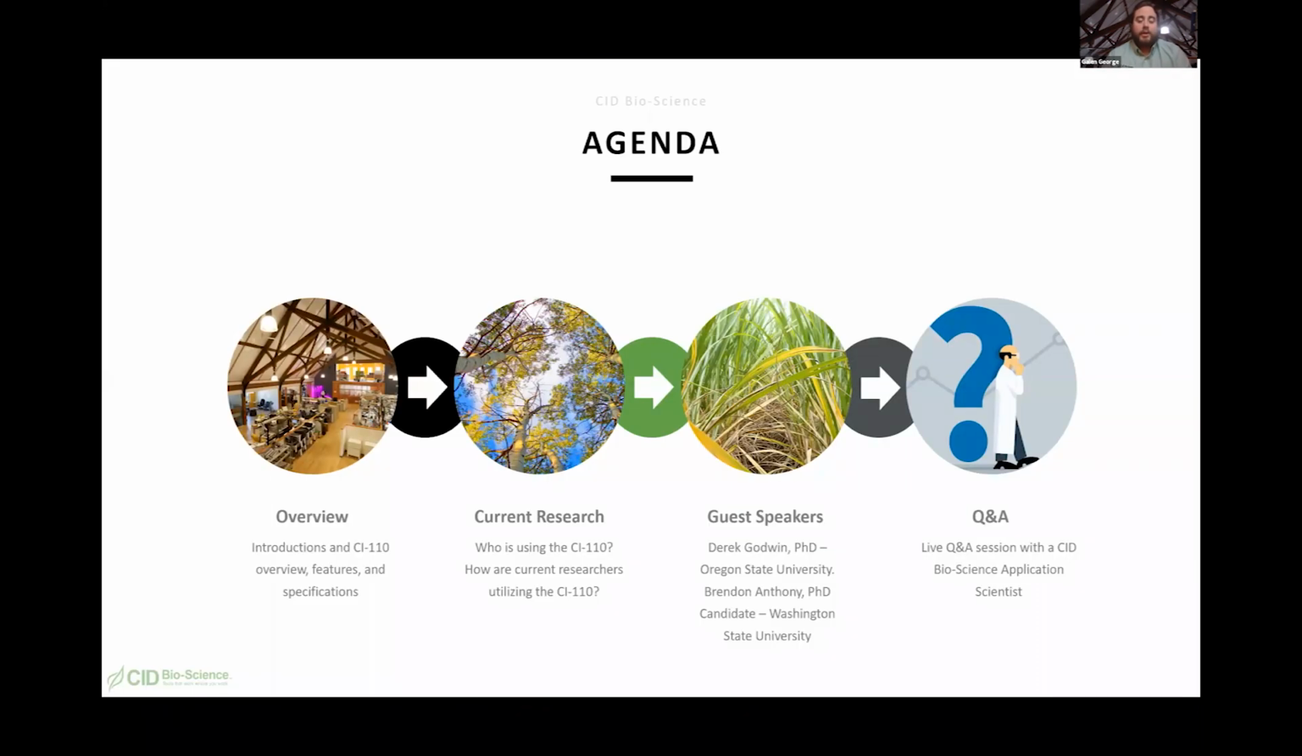So let me lay out our agenda for you today of what this webinar is going to look like. We went over the introductions already. We'll go over a CI 110 product overview with some features and specifications. And then we're going to jump right into the current research and talk about who's using the 110 and how they're utilizing it.